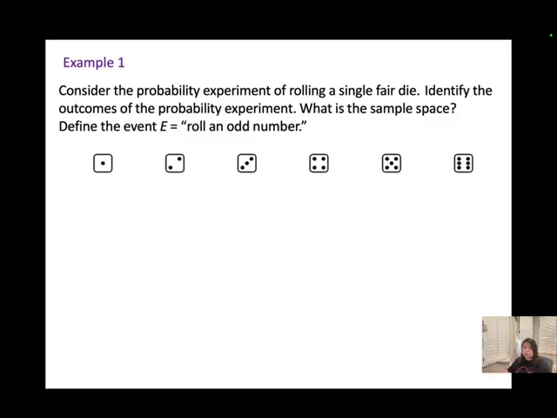So first, let's write out the sample space. When you roll a single fair die, we could get either 1 or 2 or 3 or 4 or 5 or 6. So my sample space will be 1, 2, 3, 4, 5, 6. And then my event. In this example, I'm going to let the event E be an odd number. So what is an odd number here? It will be 1 or 3 or 5. So this is my event E, odd number: 1, 3, and 5.